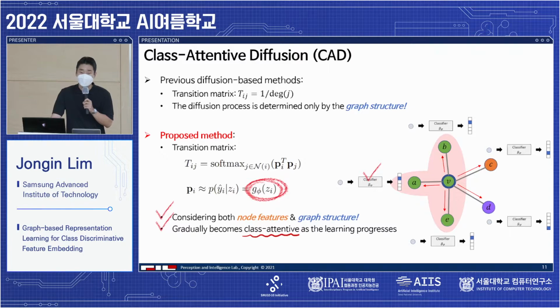However, since the true distribution of p_i is intractable, we approximate p_i by exploiting the node classifier g_phi that is jointly learned during training. Simply put, we designed the diffusion process that determines the next node by comparing the class likelihood given the node features by utilizing the classifier. As the learning progresses, the class prediction of g_phi becomes more accurate, and thus the diffusion process gradually becomes class-attentive.